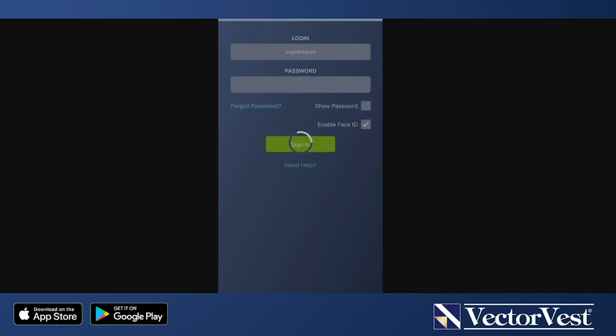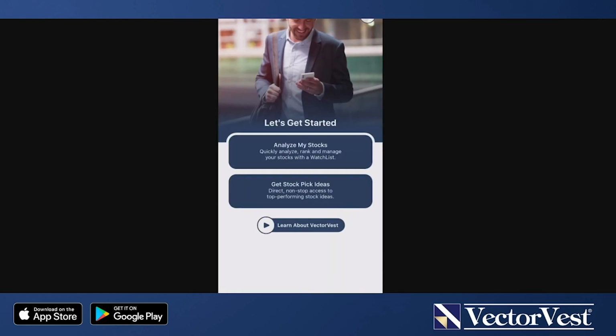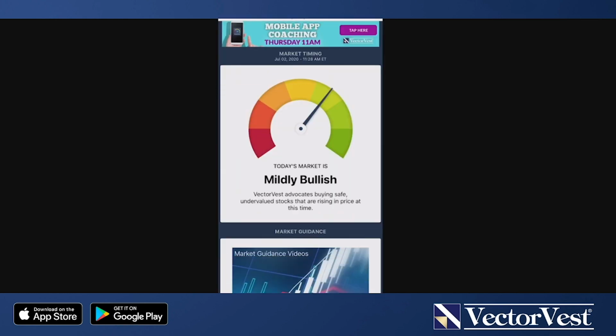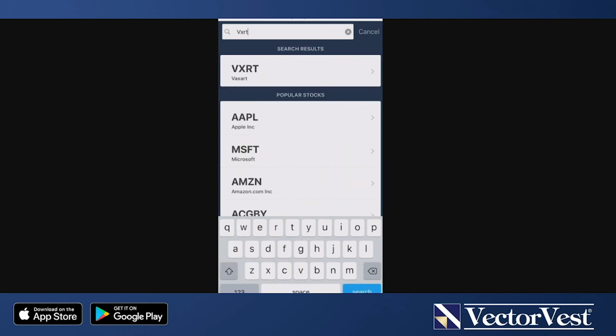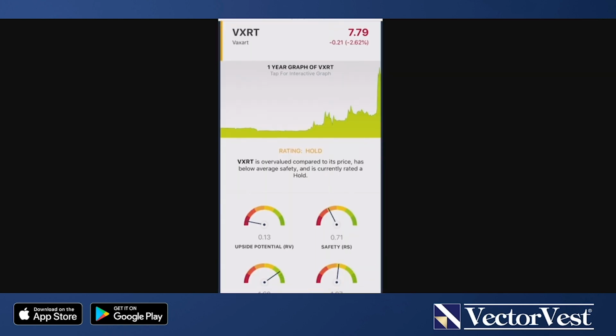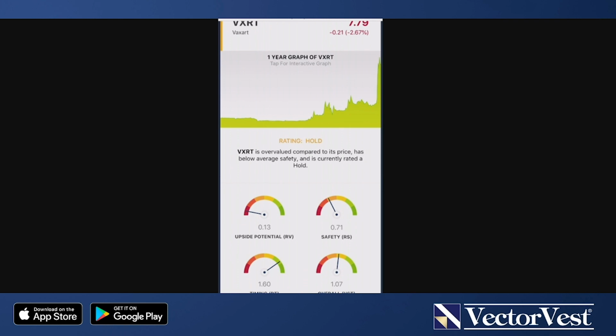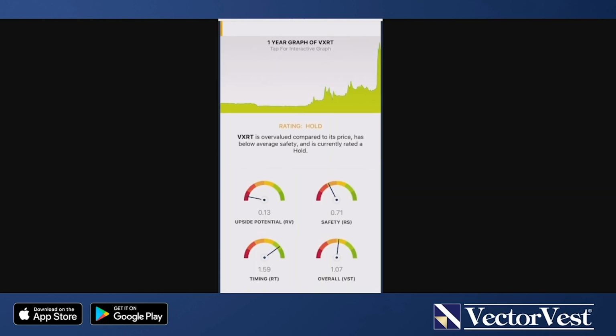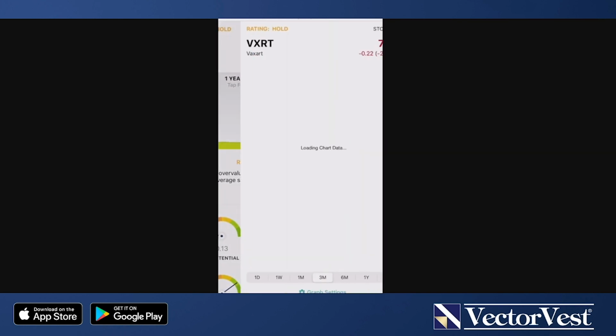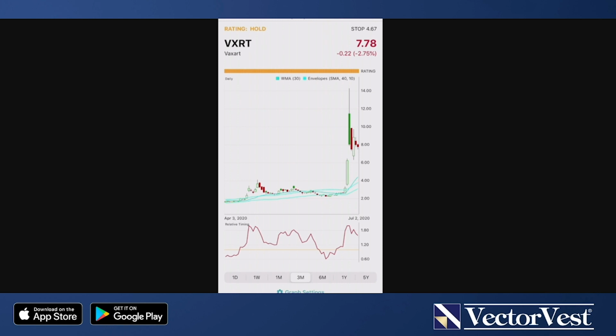All right, VXRT. Once again, a speculative stock with strong momentum, so the stock is favorable overall, but definitely a speculative play with the RV and RS below 1. That tells us poor long-term potential, a lot of risk. All right, so this one.